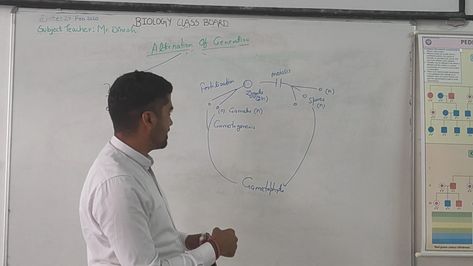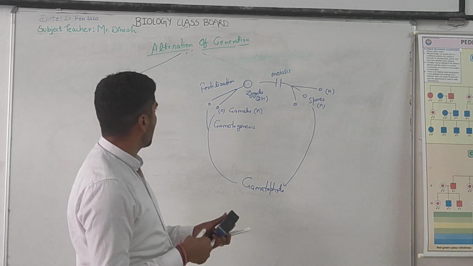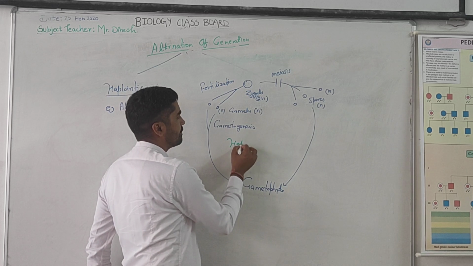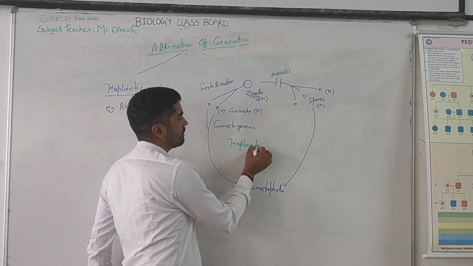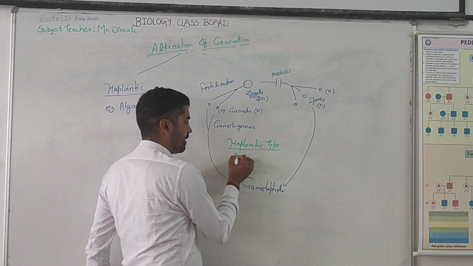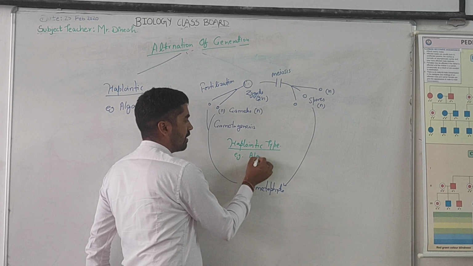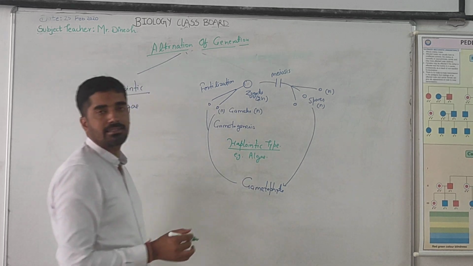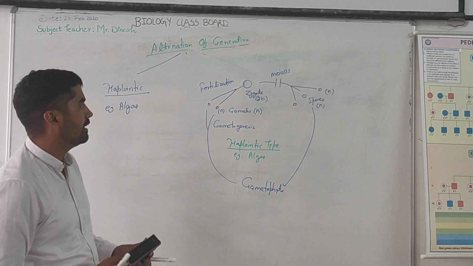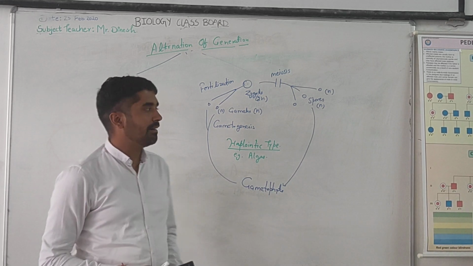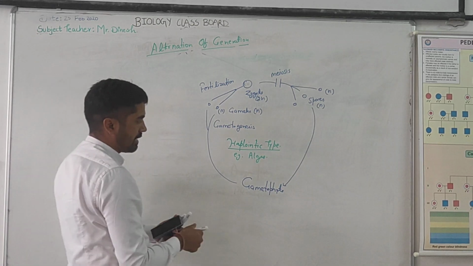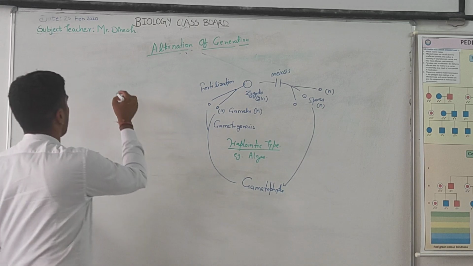So this is one of the interesting types of life cycle, the haplontic type. And the best example, which I have already given, is algae. So this is the haplontic type of life cycle. In a similar pattern, we have the diplontic type of life cycle. So I am making the diplontic type of life cycle here also. This is haplontic, here diplontic.